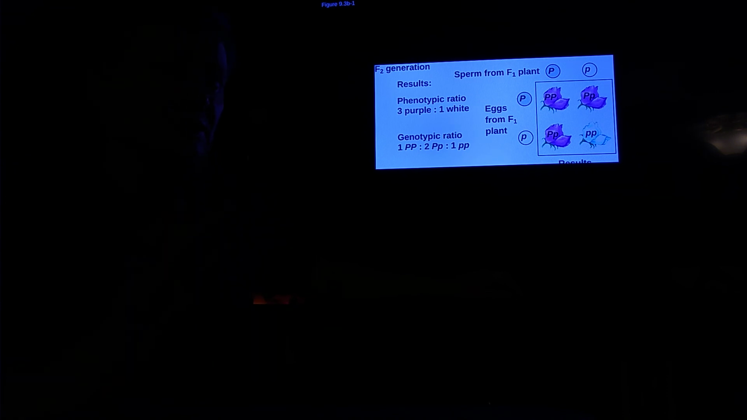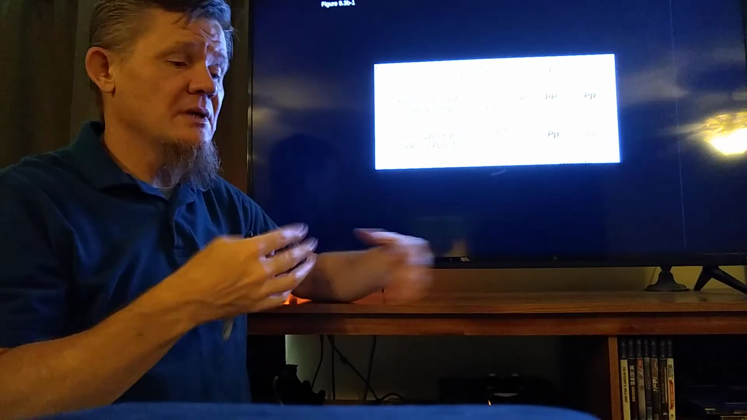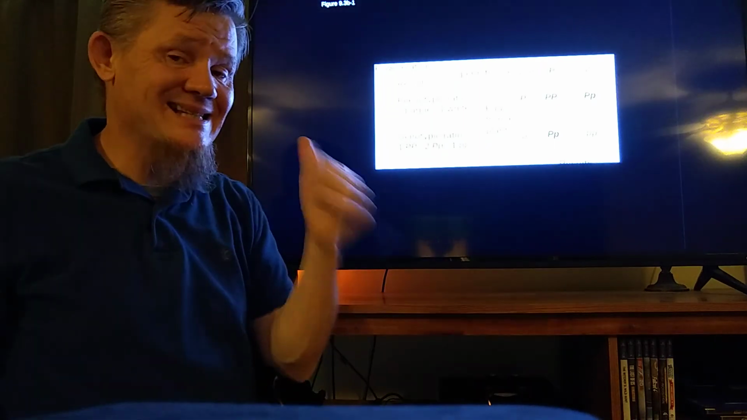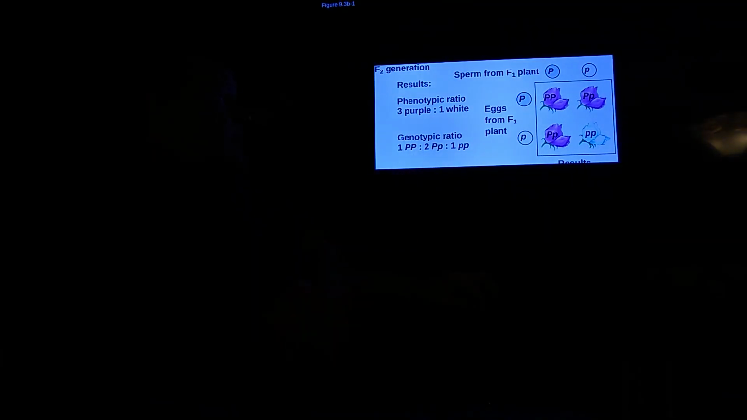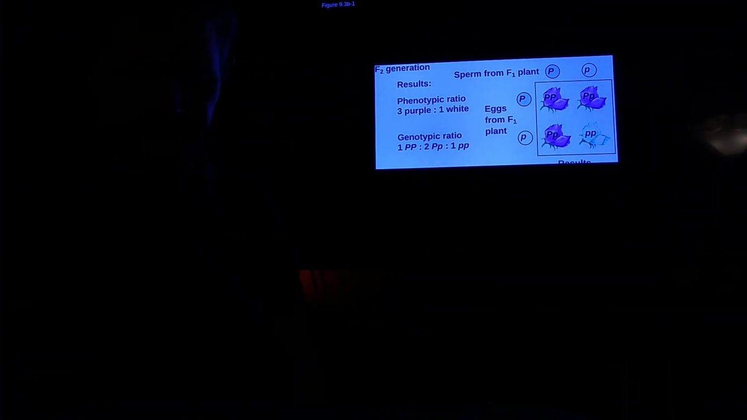This is what you see in what we call a monohybrid cross. Mono means one. Hybrid means I'm mixing up true breeders. So in a monohybrid cross, you're always going to have a 3-to-1 phenotypic ratio and a 1-to-2-to-1 genotypic ratio in the third generation. The first generation is the P generation. The second generation is the initial cross. The third generation is the cross of the crosses.